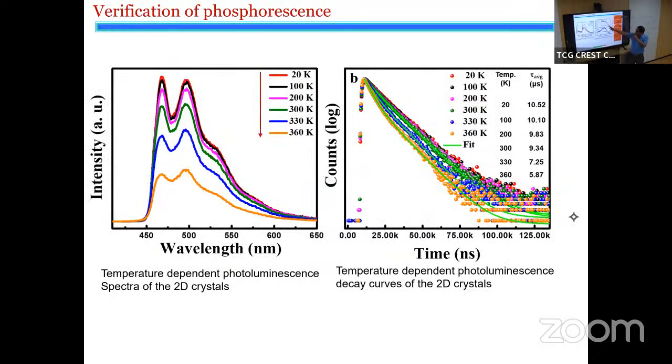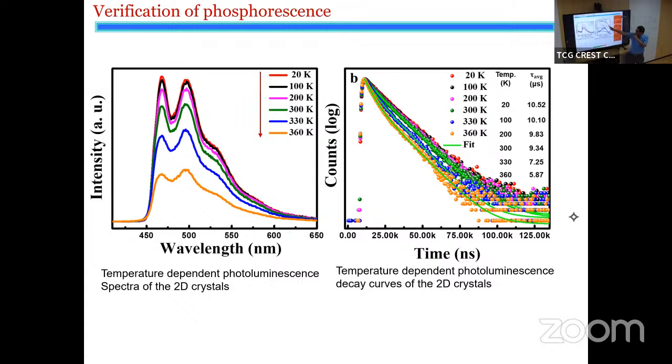In order to confirm this, we further carried out experiments by varying the temperature from 20K to 360K, and we measured the photoluminescence. Even in that process, it should have changed a lot, right? Because the charge carriers have to come back to a similar state. But we found a decrease in the photoluminescence intensity when increasing the temperature.